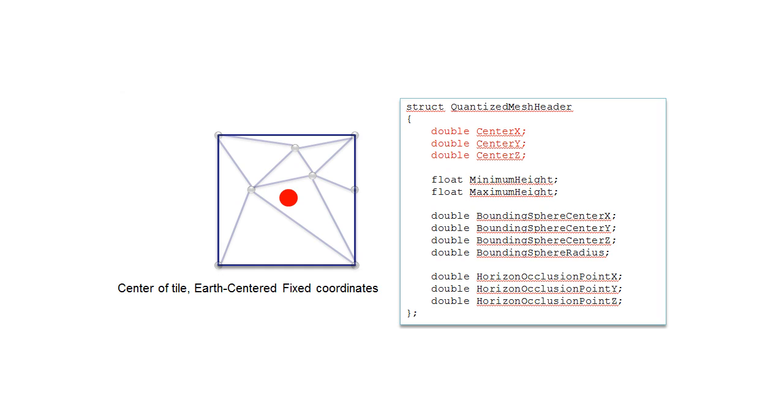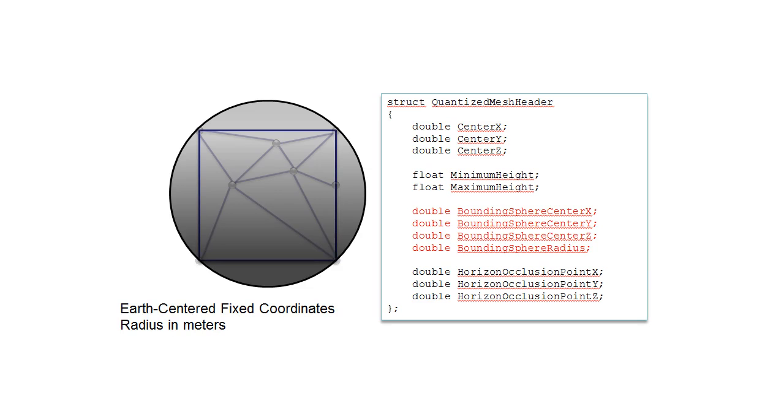We then include minimum and maximum height. All height data defined in the mesh is quantized, and the height data fits into this range defined by the minimum and maximum height, which is in meters. A bounding sphere is pre-computed on the server and can be used for frustum culling and picking, and that's in Earth-centered fixed coordinates in meters.